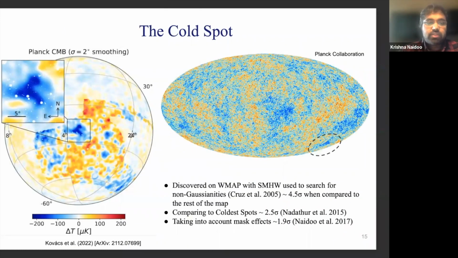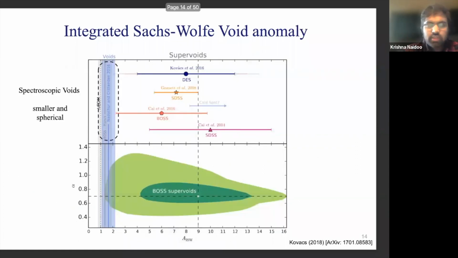Okay, so let me go back. When I talk about the integrated Sachs-Wolfe void anomaly, this is what I'm talking about. It's this fact that we see much larger integrated Sachs-Wolfe from voids than what we would expect from lambda CDM. The measurements are great, but they're not that precise. So they're in tension with lambda CDM at sort of a 2 sigma level.